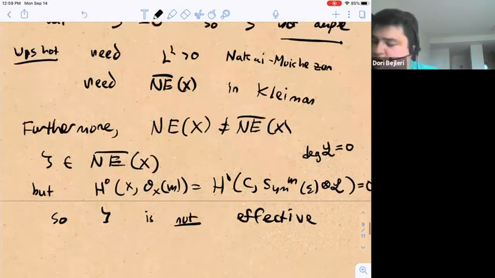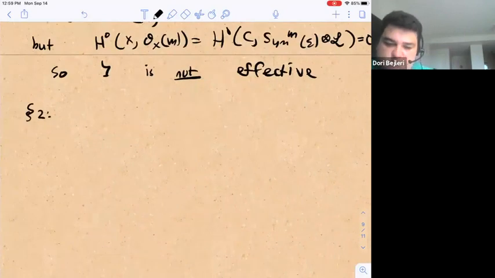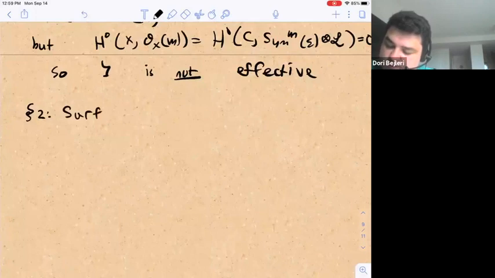Okay. So now that we see some of the pathologies that can happen, let's move on to the part of this cone that is quite well behaved, and we'll see this when we study surfaces whose canonical bundle is nef.